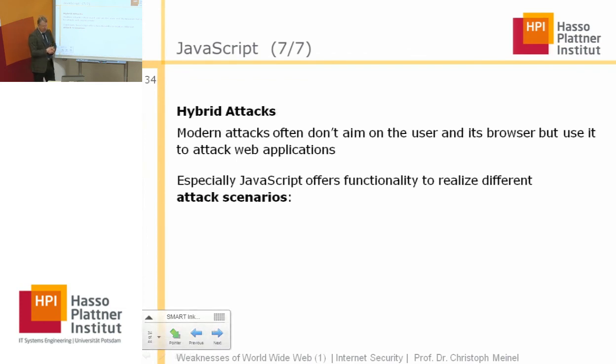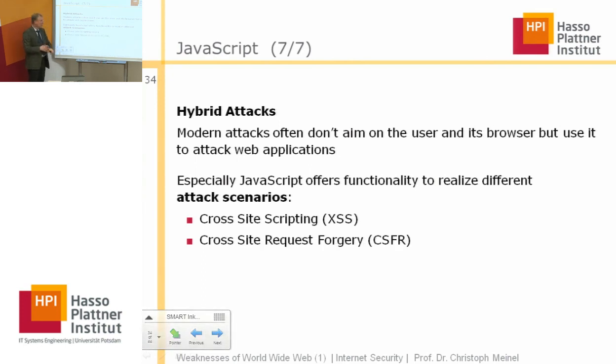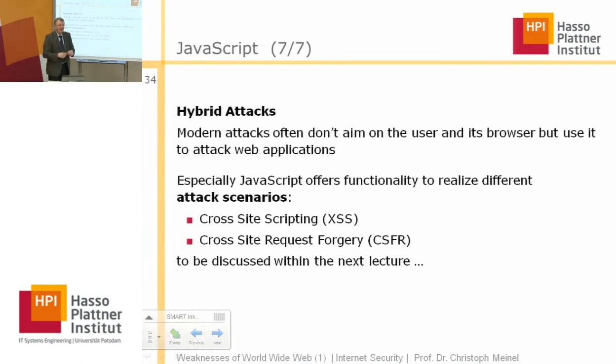Here, particularly, the attack scenario is based especially on JavaScript, which offers some functionality that makes different attack scenarios possible. Cross-site scripting, I have mentioned this already, and cross-site request forgery. These two attack families we will discuss in the next lecture about weaknesses of the web.